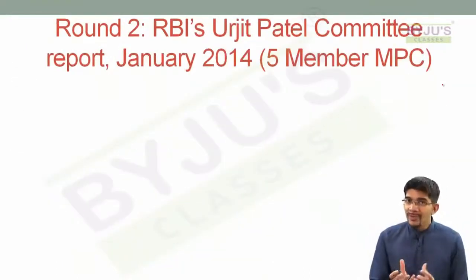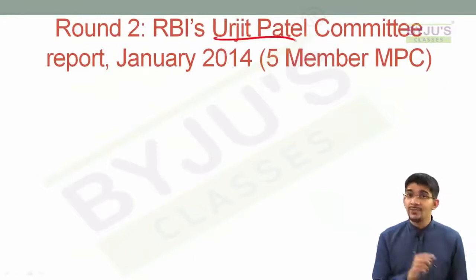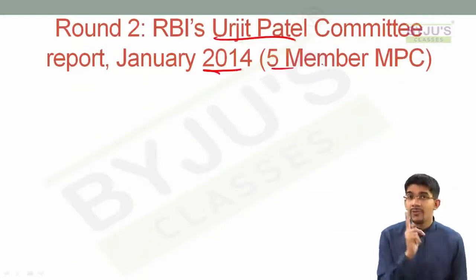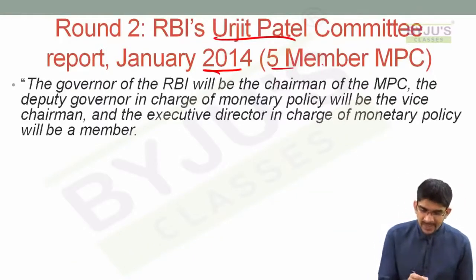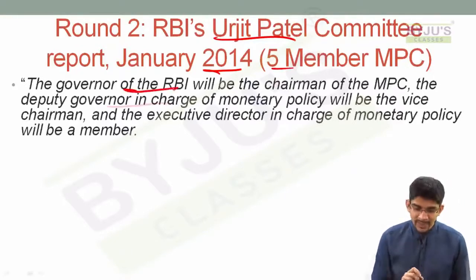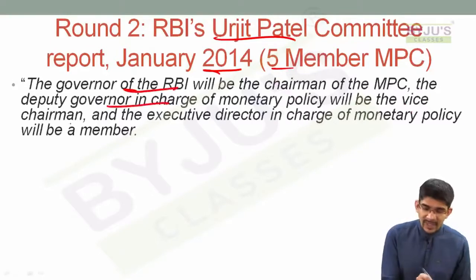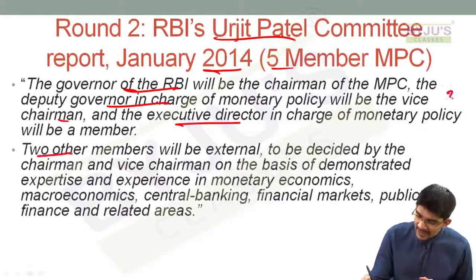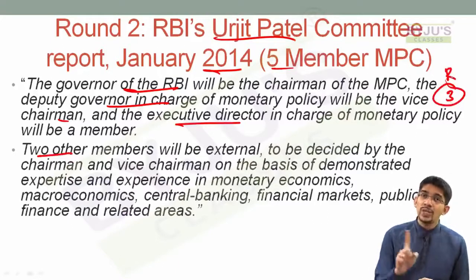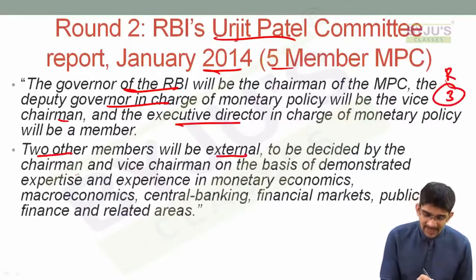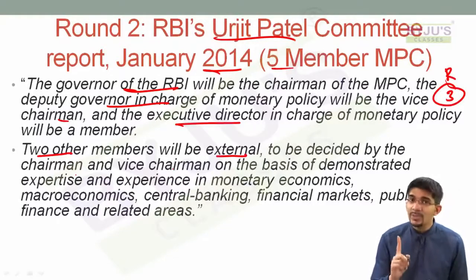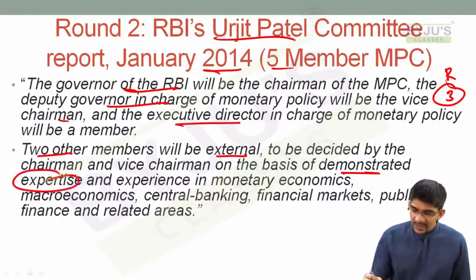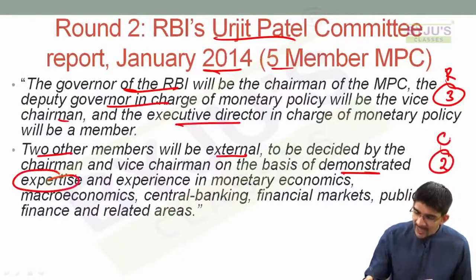The round two of the evolution of monetary policy committees was the Urjit Patel committee, which was appointed by RBI itself, and they came out with the report in January 2014. They proposed a 5-member monetary policy committee. In that, the governor of the RBI will be the chairman of the MPC, the deputy governor will be the vice chairman, and an executive director will also be a member. Two other members, which means three from RBI, and there will be two other members who will be external, to be decided by the chairman and vice chairman, which means again RBI is going to be involved in the appointment on the basis of expertise. So we'll have a 3:2 ratio, RBI versus outsiders.